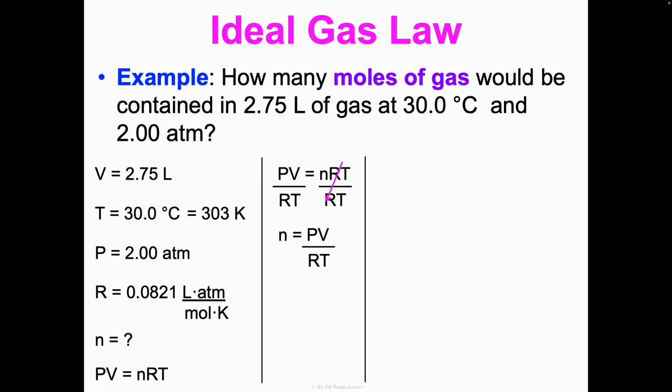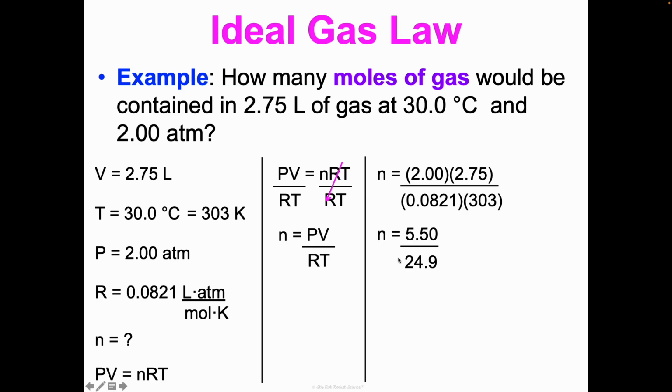Now we just plug and chug, okay? Pressure is 2.00, volume is 2.75, over R, which is 0.0821, times 303 for your temperature. That gives us 5.5 divided by 24.9. And then if you solve that, you get that the number of moles is 0.221. Now, the only other thing that could be asked here is, what's the mass of this? I would have to tell you what the gas is so you could figure out the molar mass, and then you would just do a conversion there. But that would truly be it.